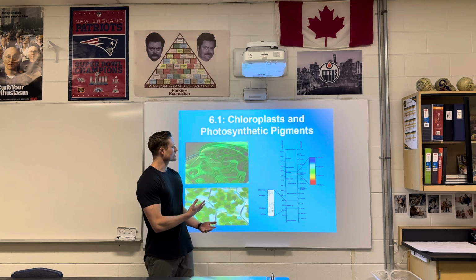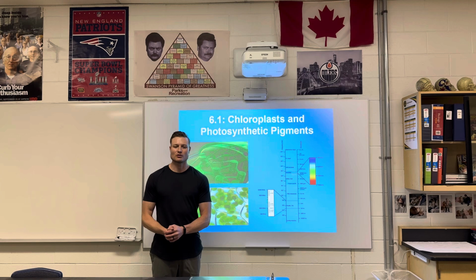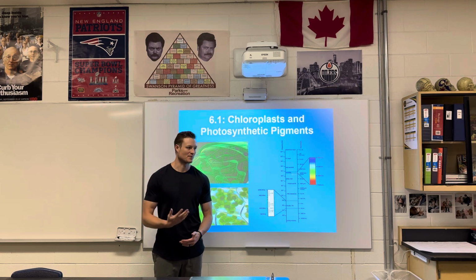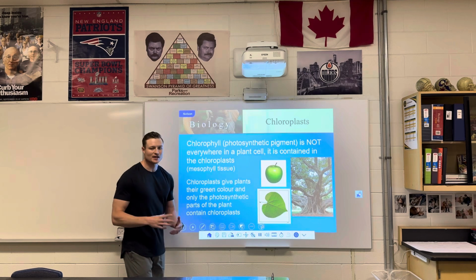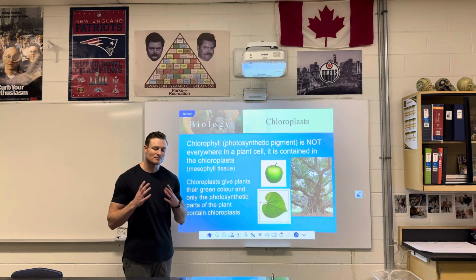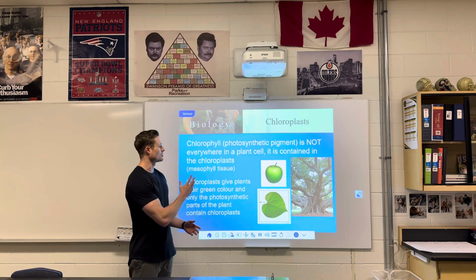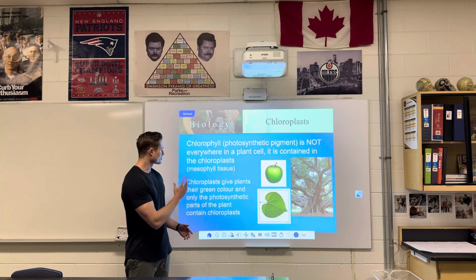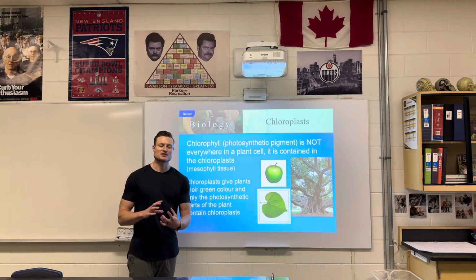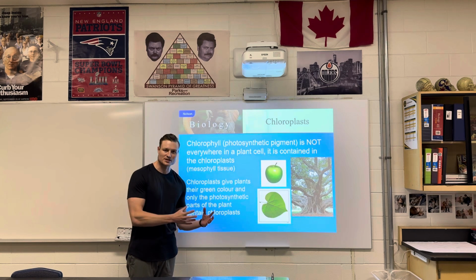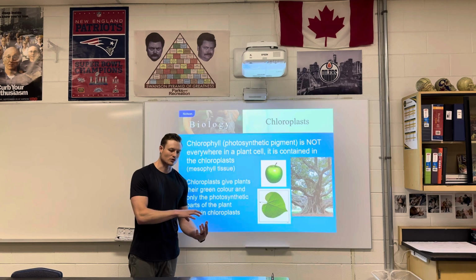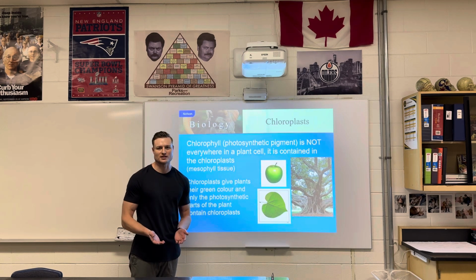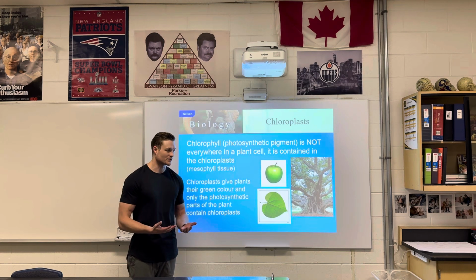Today we're going to be discussing photosynthetic pigments, chloroplasts, and the light spectrum. A plant appears green to us because of a very special pigment called chlorophyll. Chlorophyll is the pigment that resides within the chloroplast. You might remember learning about this in previous science courses: the chloroplast is the part of a plant cell where photosynthesis occurs.